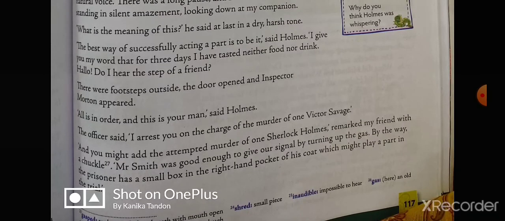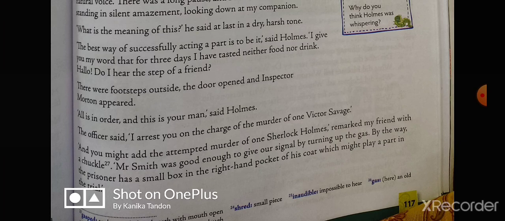So, this was actually an acting setup by Sherlock Holmes in order to make this man, Mr. Smith, confess the truth of killing his nephew and also trying to kill Sherlock Holmes. And since a person came, Inspector Morton, he was actually in the room to be a witness of the confession of Mr. Smith, and this way he's actually arrested now.